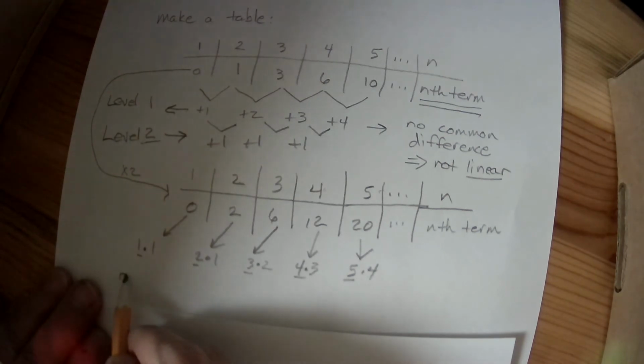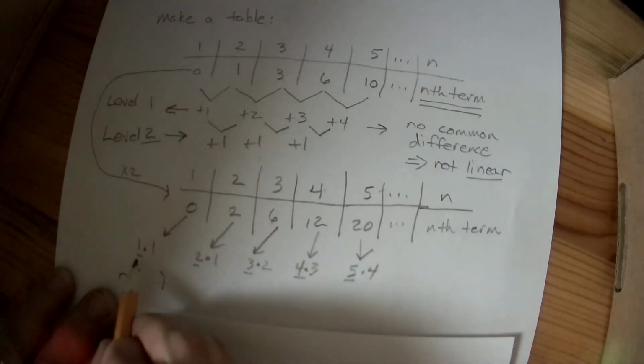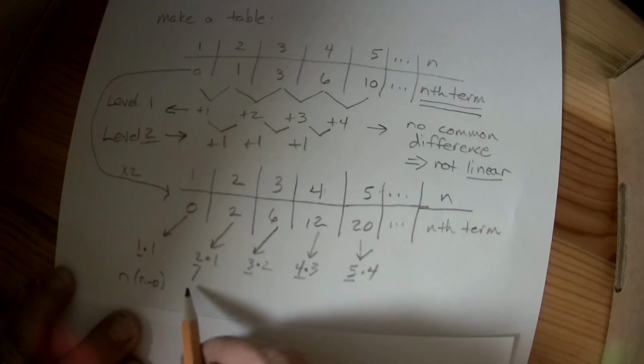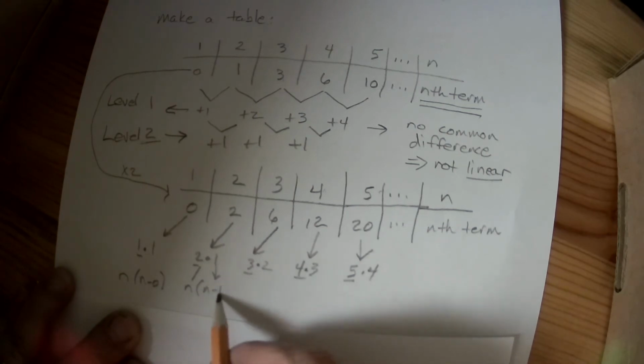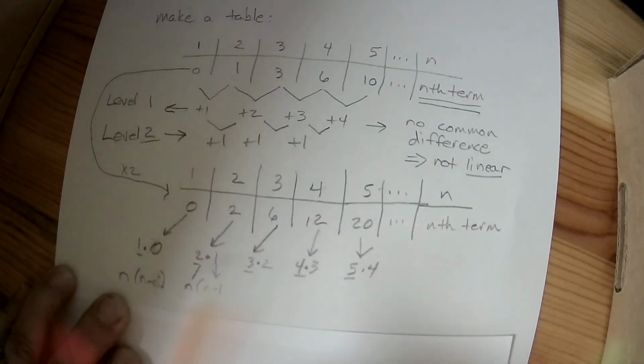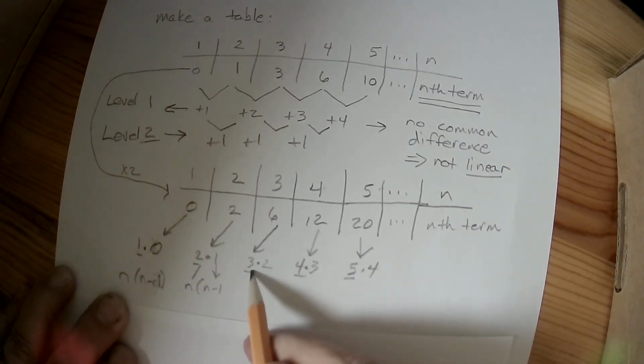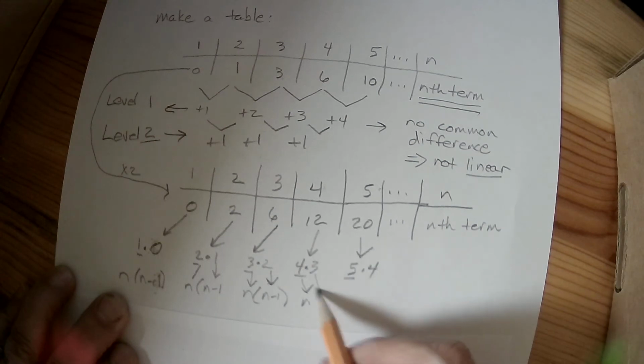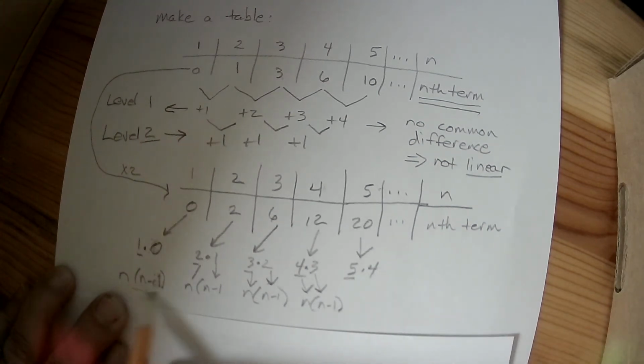So I want to come up with a formula so that one of my numbers is n, and then I'm going to multiply it by n minus something. Oh wait, I knew something was wrong there. This is 1 times 0, not 1 times 1. So if this is n, this is n minus 1. If this is n, this is n minus 1. I found my pattern. I found my formula.